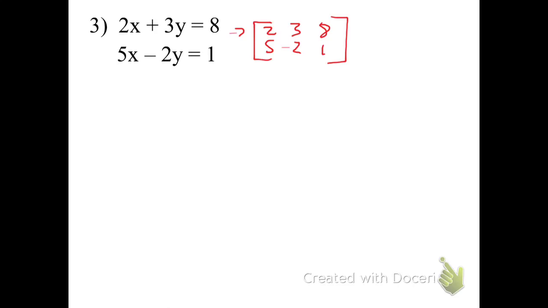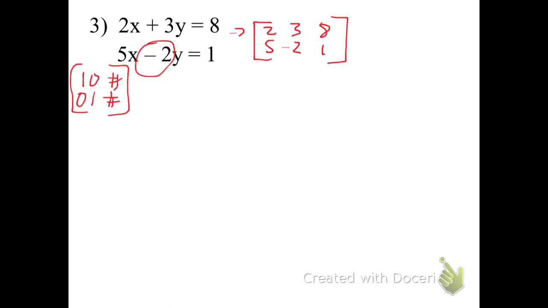Don't forget that when you have subtract, you have to keep the negative with that number that's next. So it's -2 there. Okay? We're trying to get this to reduced row echelon form, so it'll say 1, 0, and then a number, and then 0, 1, a number. Okay, that's the goal. So we need to do certain things to our matrix.